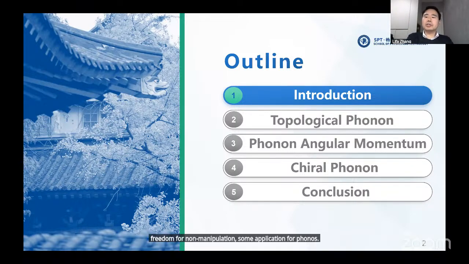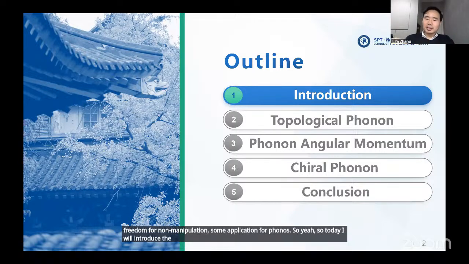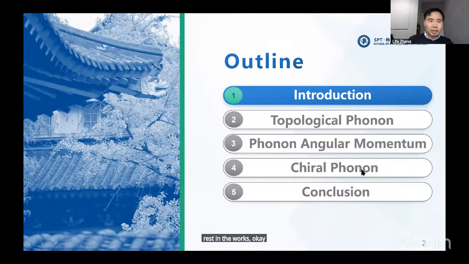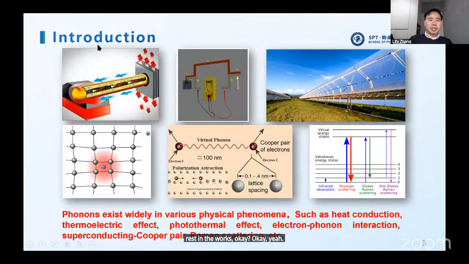So today I will introduce our work on topology and phonon angular momentum and recent works. Maybe I don't need to tell you much about phonons. Phonon is a very important quantum particle, especially in condensed matter.